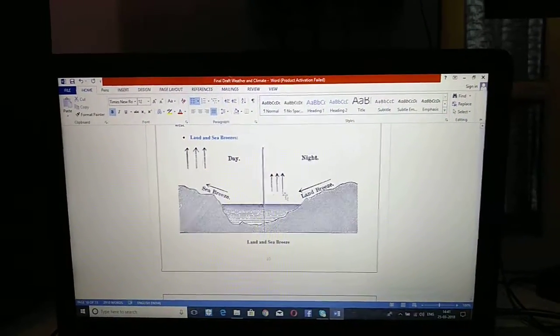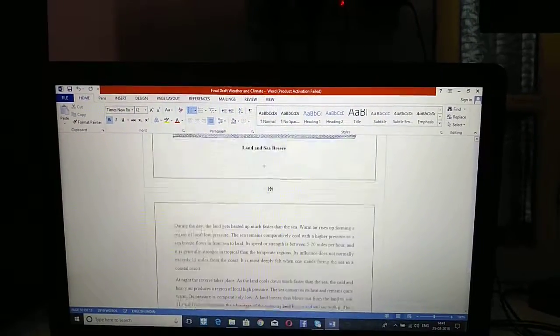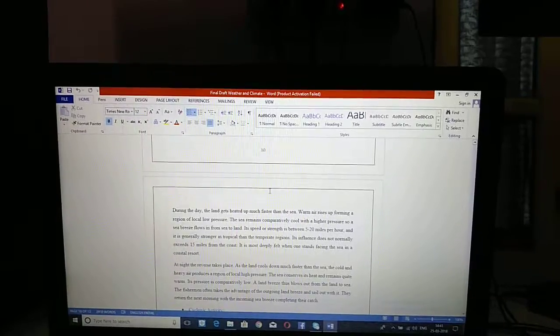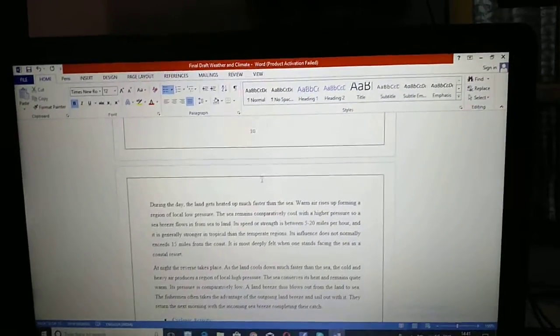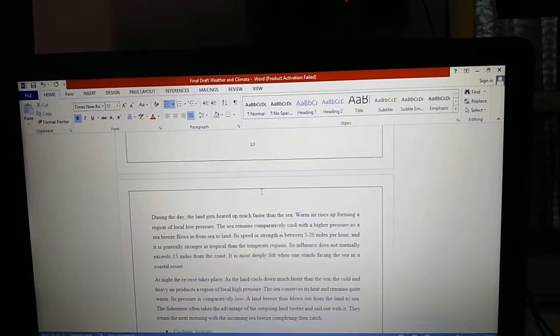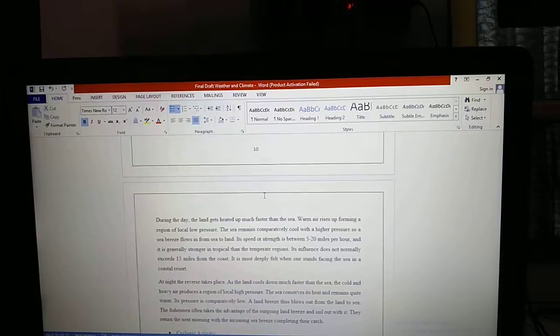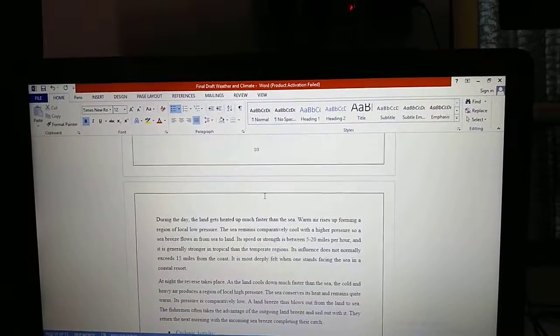Okay, and I guess it is very simple to understand. You can take down notes from my explanation as well. I have explained it in this manner: during the day the land gets heated up much faster than the sea. Warm air rises up, forming a region of local low pressure.